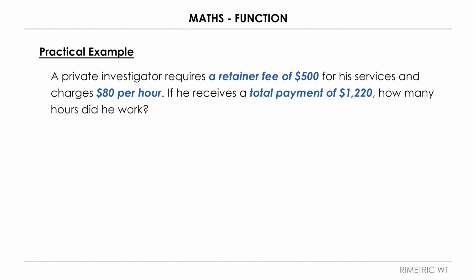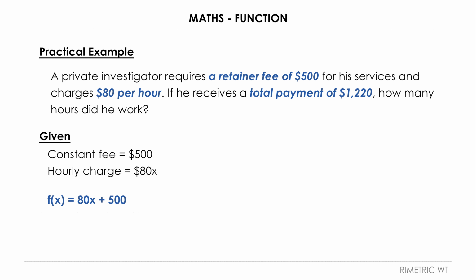First, let's find the function of the fee in terms of the hours worked by interpreting the information given in the question. He charges a $500 retainer fee, meaning that he receives $500 even if he works 0 hours. Therefore, $500 will be our constant term. He also charges $80 per hour. So if he works x hours, the hourly charge will be 80x. Therefore, the total fee can be expressed as f of x equals 80x plus 500, where x represents the number of hours worked and f of x represents the total fee charged.